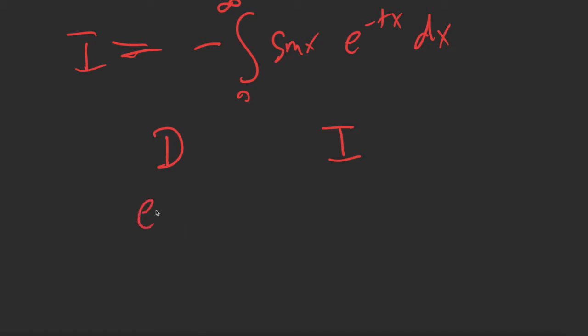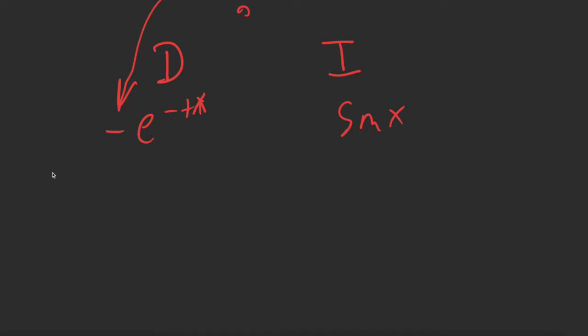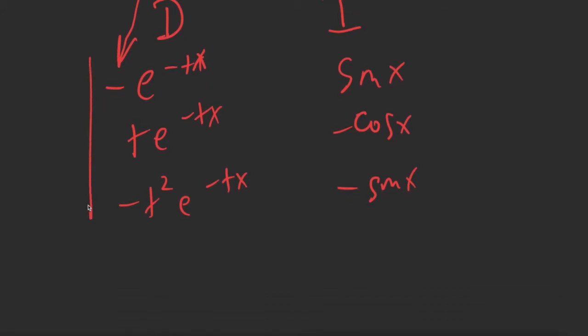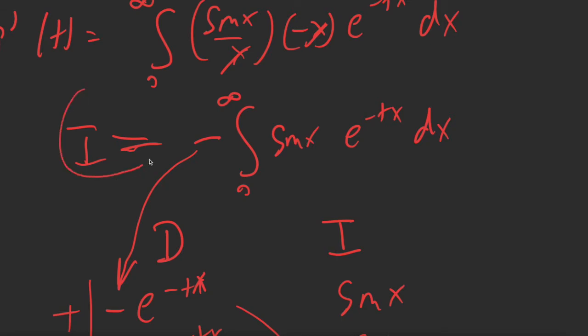I'll take e to the power minus tx over here, minus e to the power minus tx, so this one is accounted for. And this one I'll take sin x. I took this because I prefer t's in the numerator, not in the denominator. And then this will give t into e to the power minus tx and minus t square e to the power minus tx. This one is minus cos x, and this one is minus sin x. Plus minus plus. And I'll name this one I.